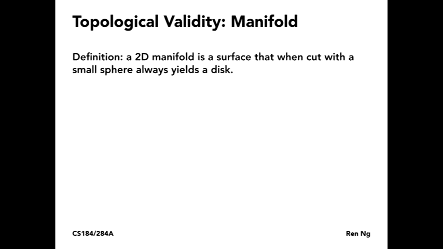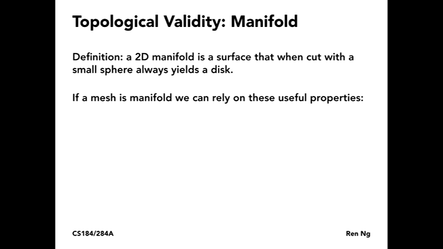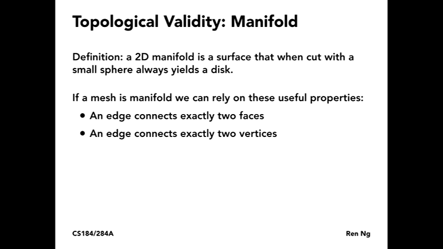Okay? All right. If you have this manifold property holding, then we can rely on a bunch of useful properties. We will be able to rely on one edge connecting exactly two faces, except at the boundary. An edge will connect exactly two vertices. A face will consist of a ring of edges.